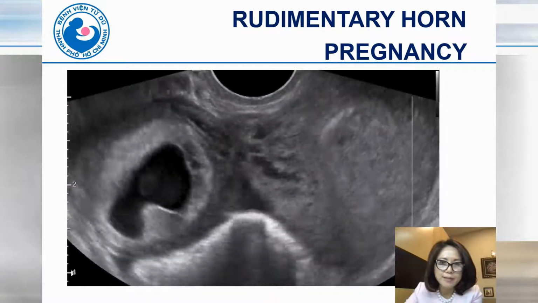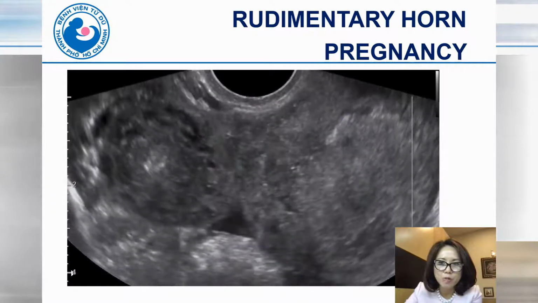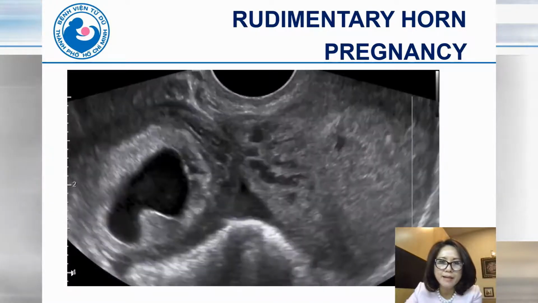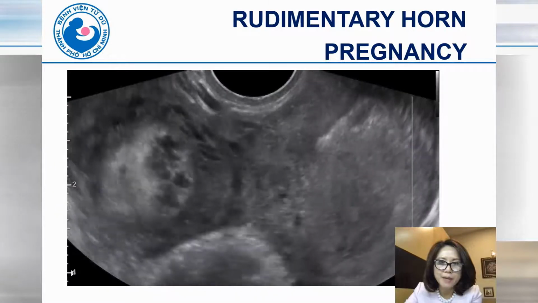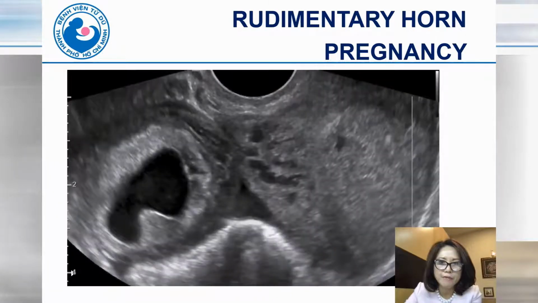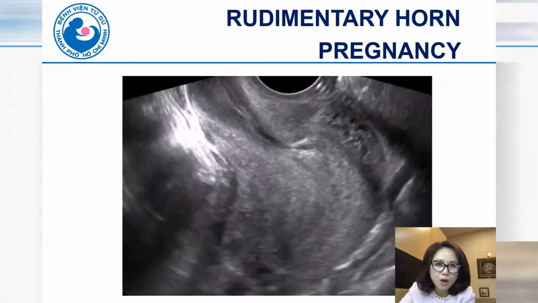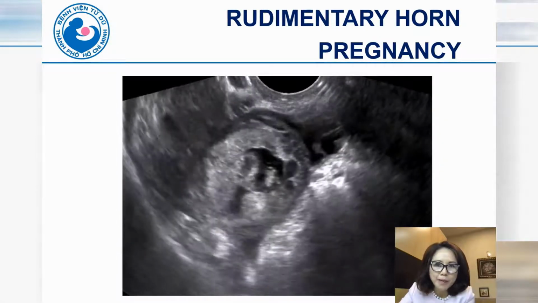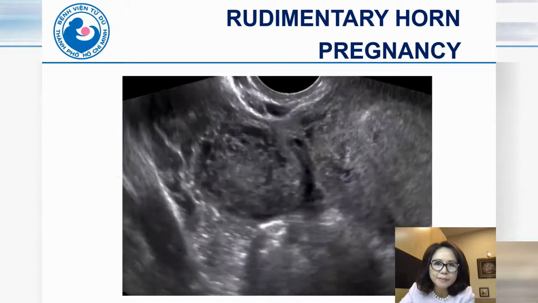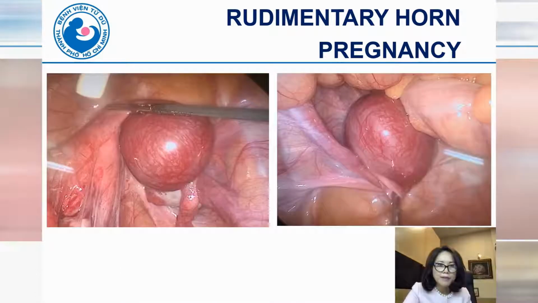On transvaginal scan, you can see a pseudopattern of an asymmetrical bicornuate uterus, left side and right side. On the right side, you can see the GS completely surrounded by myometrium and separate from the unicornuate cavity. You see only one cervix, and the cervical canal is continuous with the lumen of the main unicornuate uterus on the left side. And this is the photo at laparoscopy. You can see this is the rudimentary horn pregnancy.